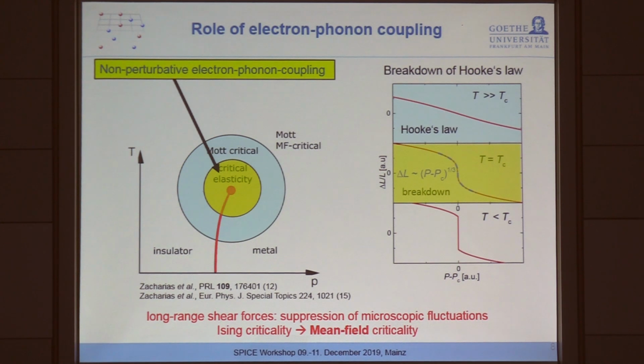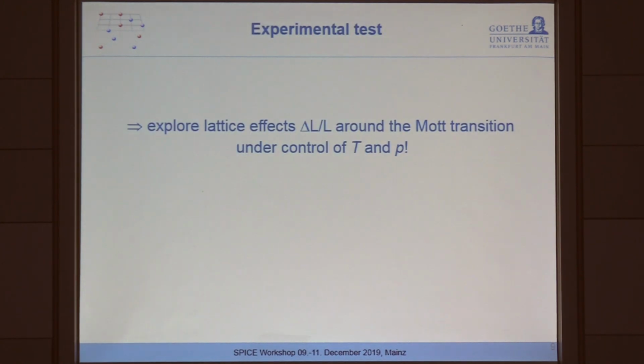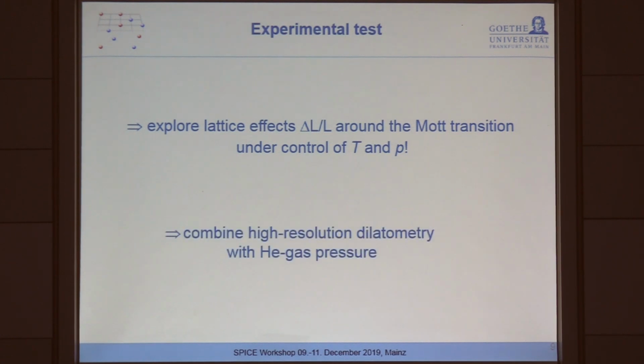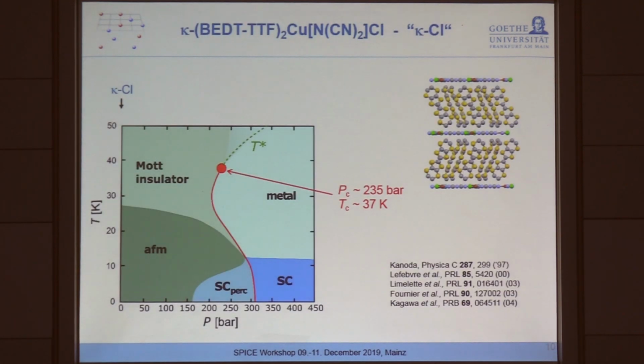Now, to bring this to an experimental test, what we have to do is to explore lattice effects, relative length changes, around the Mott transition under control of temperature and pressure. And this means for us, we have to combine high-resolution dilatometry with a tunable helium gas pressure setup. And this we have developed over the years. Now let me first show, this is again our target material, our copper chlorine material. We are now sitting here at ambient pressure. The phase diagram says, this has been determined mainly by conductivity measurements, that the critical pressure which we need is 235 bars only, and the critical point is at 37 Kelvin.